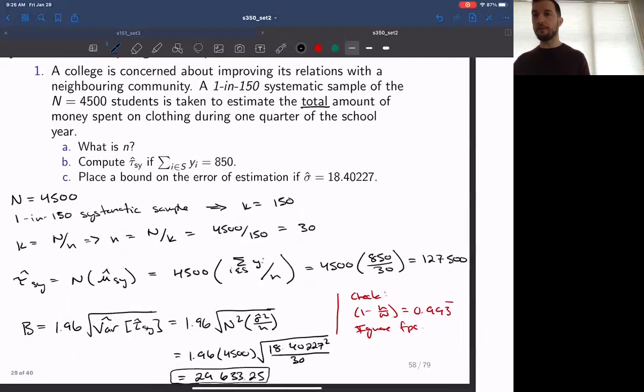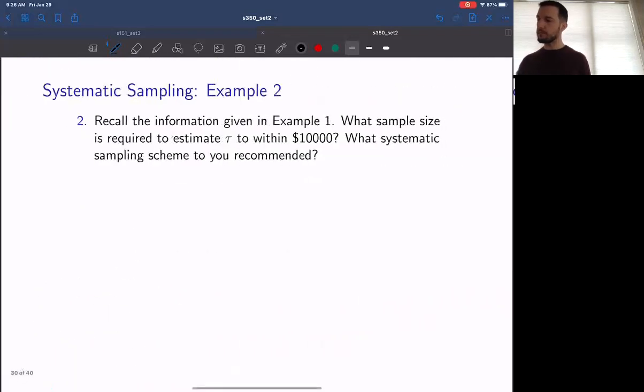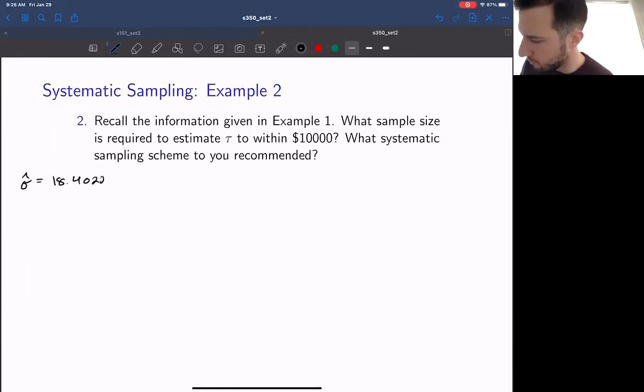Okay, so we're going to use the same information in the next question. In this question, we're asked, what is the sample size required to estimate tau within $10,000? Sorry, what I meant to say is we're going to use the same information, right? So we have sigma hat is equal to 18.40227. And then we have capital N is equal to 4,500.